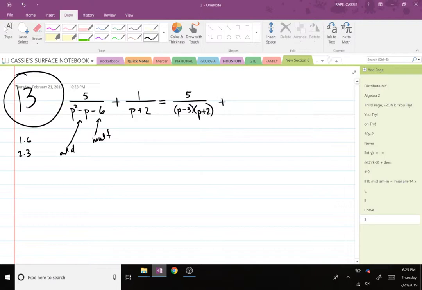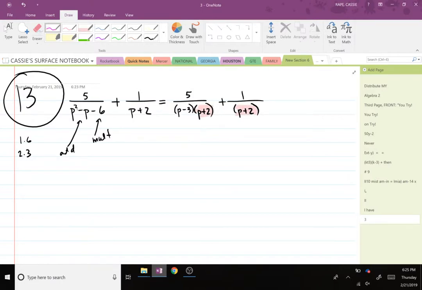And then plus, remember, ignore the numerators. p plus 2 is not factorable, so I'm just going to write that. Then, okay, so factor denominators. Then you look, and you can see that there are p plus 2's in both, so I don't need to do anything there.